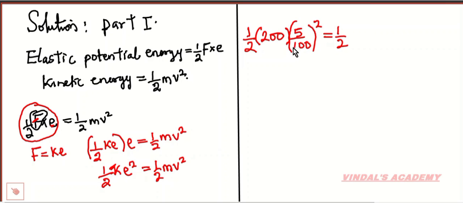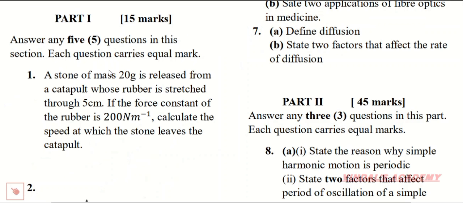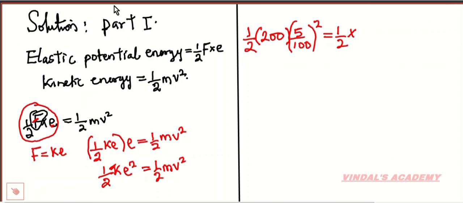And then what is the mass? Let me take you back so that you understand what I'm saying. The mass is 20 gram. So let's go back. So the mass is 20 grams, so what I will do is 20 divided by 1000. Why did I divide by 1000? To convert it to kilogram. And this is times v squared.